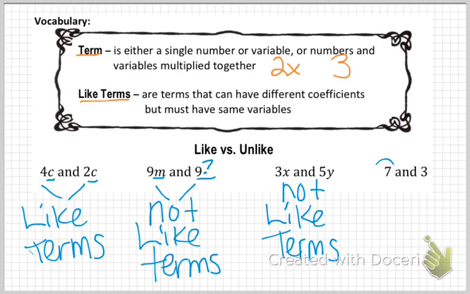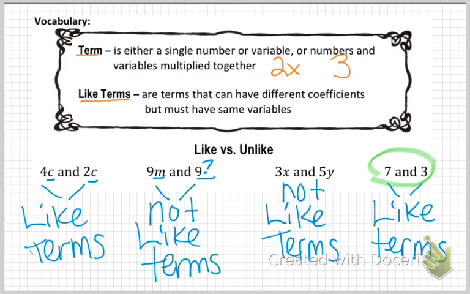And over here, finally, we have a 7 and a 3. They're both constants. They're both numbers that stand alone. So guess what? Those are like terms. This is a perfect example of what like terms are. Two constants. Two terms that have the same variable.